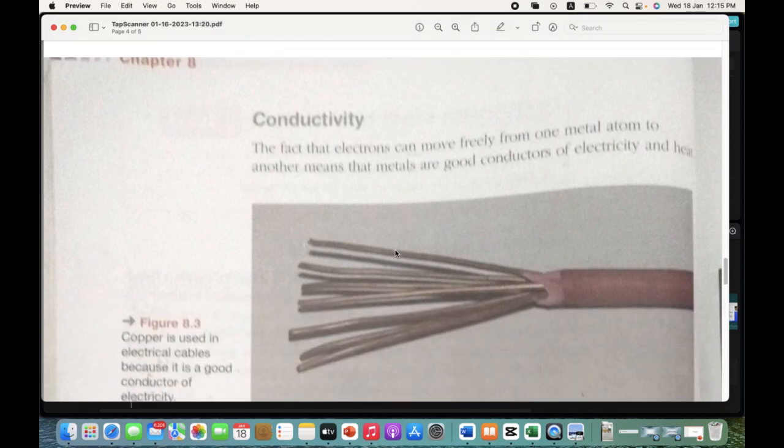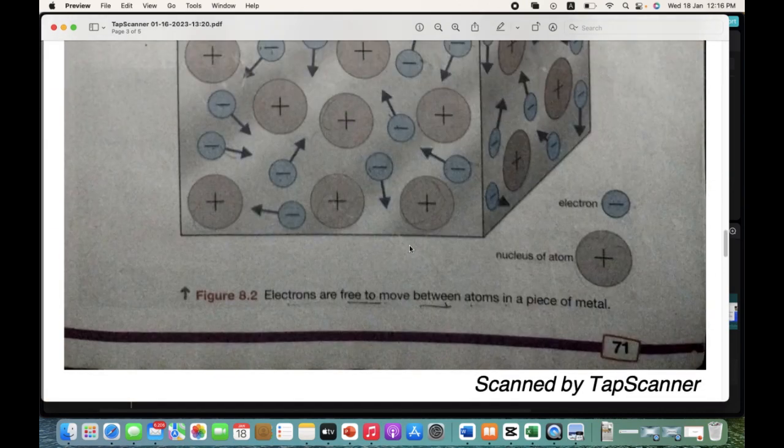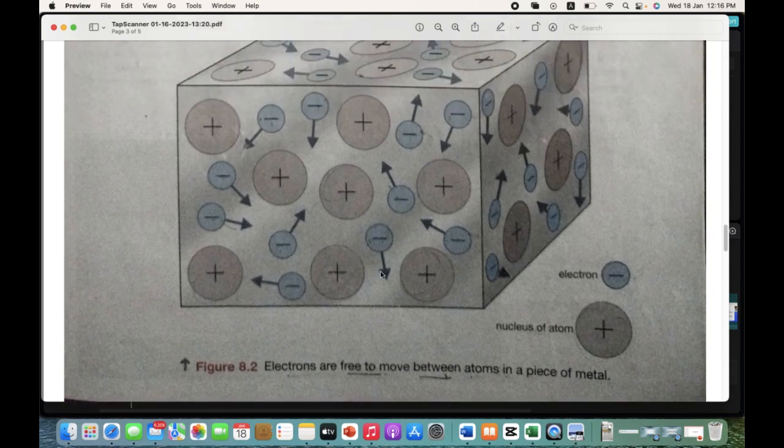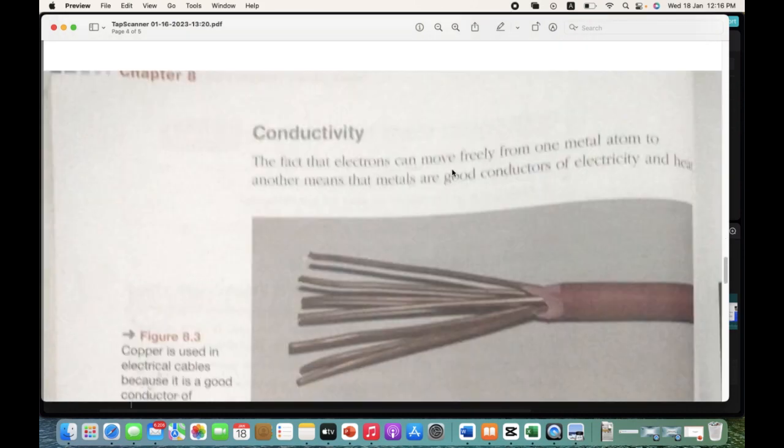Now let's talk about conductivity in metal. The fact that electrons can move freely from one metal atom to another means that metals are good conductors of electricity and also good conductors of heat. Because the electrons can move freely from one place to another, metals are good conductors of electricity, meaning current can flow. Once an electron is in motion, electricity is already produced. So metals are good conductors because they can carry charged particles from one place to another.